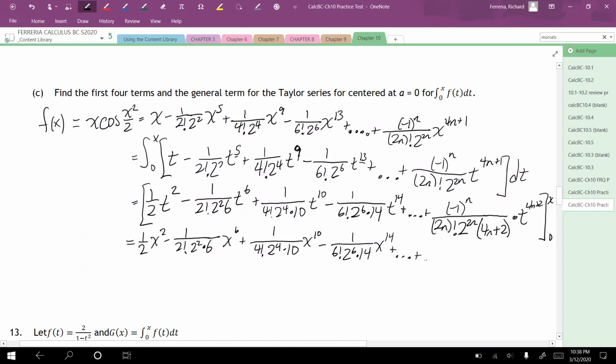All right. Negative 1 to the n, 2n factorial, 2 to the 2n, 4n plus 2, and our good friend x to the 4n plus 2, minus, and you could probably see that if you turn all of the t's into 0, you're just going to get a 0. So you can write that 0 in there, you can leave it off. Doesn't particularly matter either way, but I'm just going to write it in there. And that is our integral.